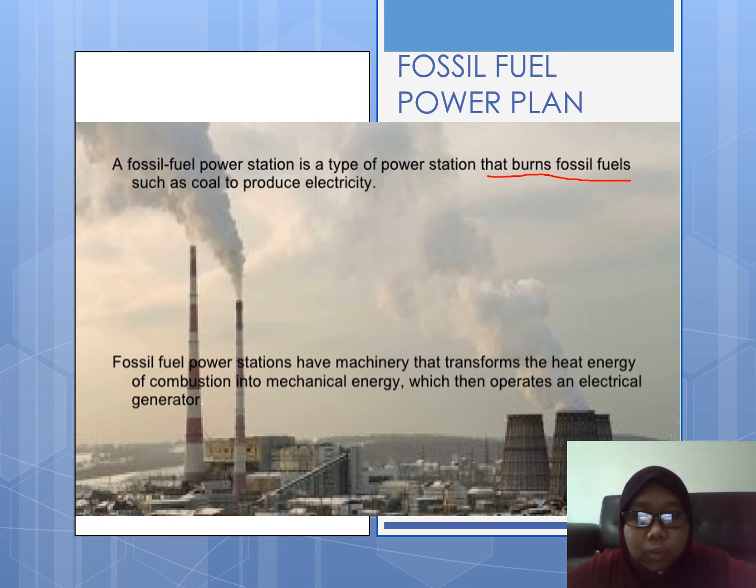So this one does not involve potential energy. For fossil fuel, it involves heat energy, or we can consider it as chemical energy. Inside the material itself, inside the coal, we have the chemical energy. Then we produce electricity from the generator, the same.